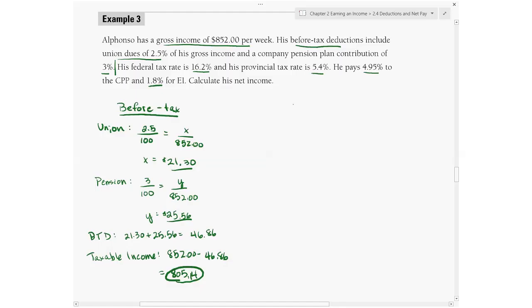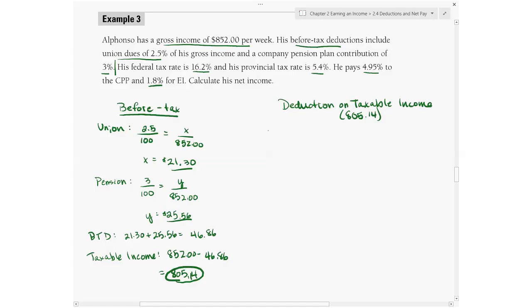Okay, so deductions on his taxable income. And I'm just going to put in brackets that that's 805.14, just so I don't forget and accidentally put in 852, because he's not being taxed on his union dues. He's not being taxed on his company pension plan. So those are gone. He's just getting taxed on this 805.14.